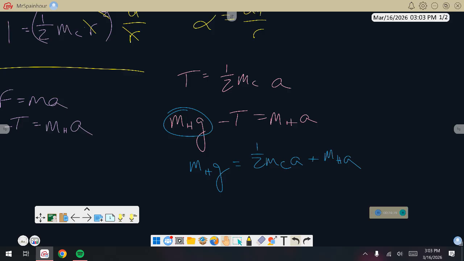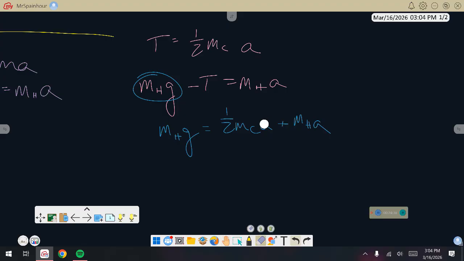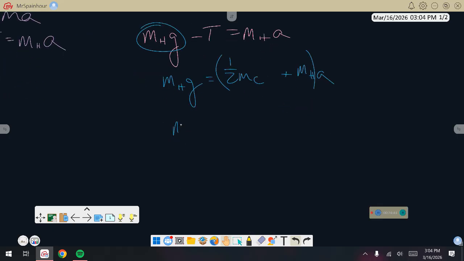Okay, moving on. From here, let's just find A. I've got T canceled. We don't need it anymore. I'm going to solve out the A. Don't plug numbers in yet. We're going to factor that out on the A and then do what? Divide that entire quantity on the other side, so we have 1/2 mass of cylinder plus 1/2 mass of hanging.